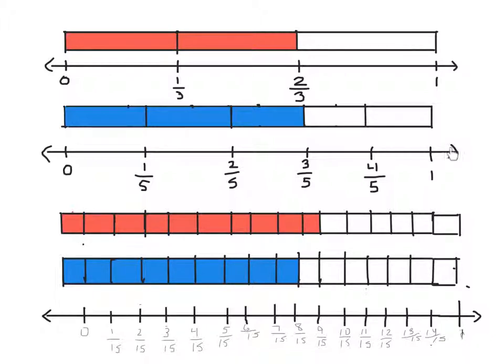Here we have a number line showing their common denominators. So in this case, we have two different fractions, 2/3 and 3/5. And these tape diagrams and number lines are just showing the common denominators of those fractions.